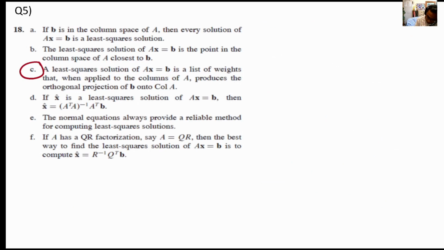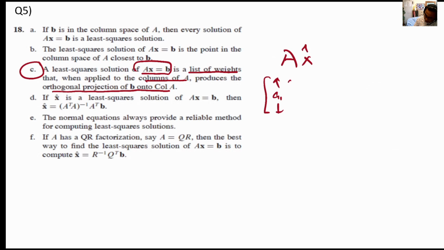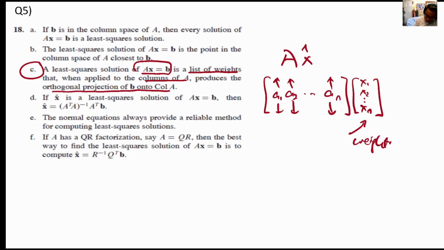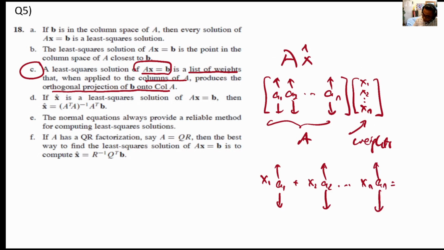In this question, it says that the least squares solution of AX equals B is simply a list of weights that, when applied to the columns of A, produces the orthogonal projection onto B. Basically, he's talking about AX hat, and we can view X hat as simply weights multiplying the columns of A. We have x1, x2 to xn if we have n columns of A, because we are doing x1 multiplied by A1 plus x2 multiplied by A2 and so on, xn multiplied by An to achieve B hat.